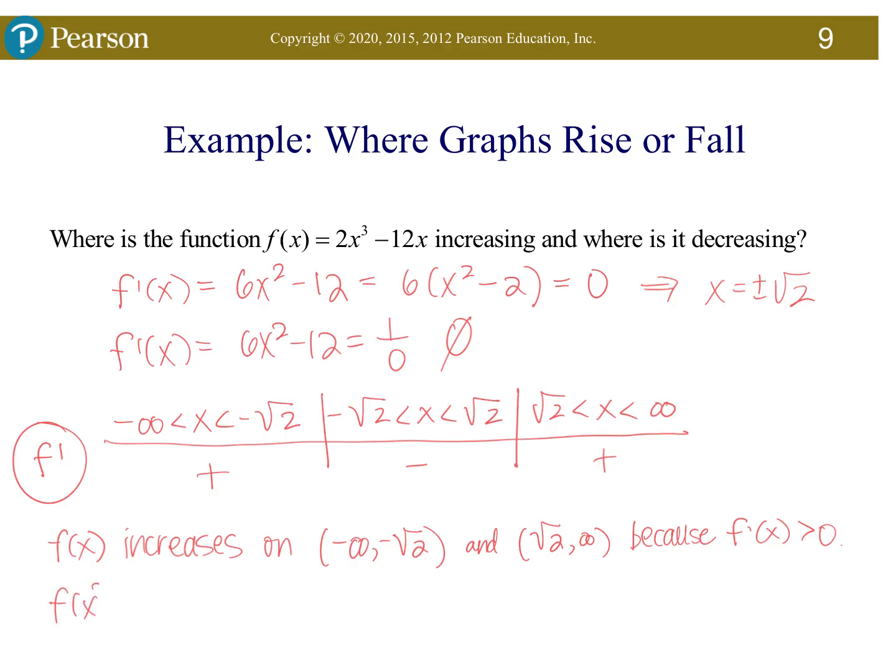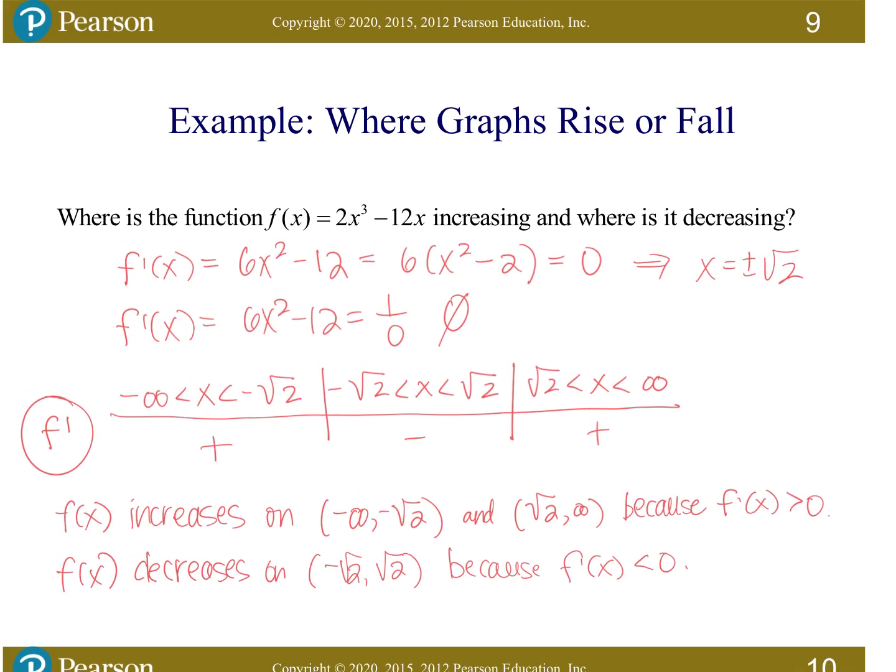And then similarly, we would say f decreases on the open interval, negative rad 2 to positive rad 2, because the derivative was less than 0 on that interval. So you don't have to be fancy, just be to the point, and just make sure you cover all the important information, which is the open interval, the behavior, and then the reason why. That should be very familiar.